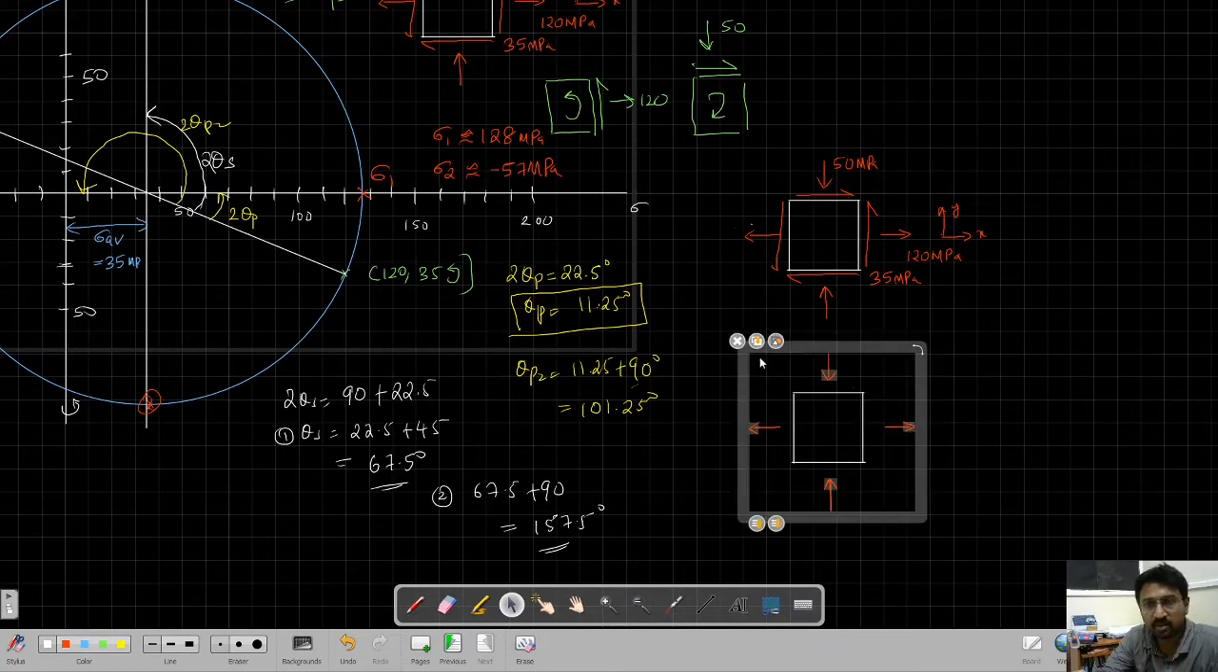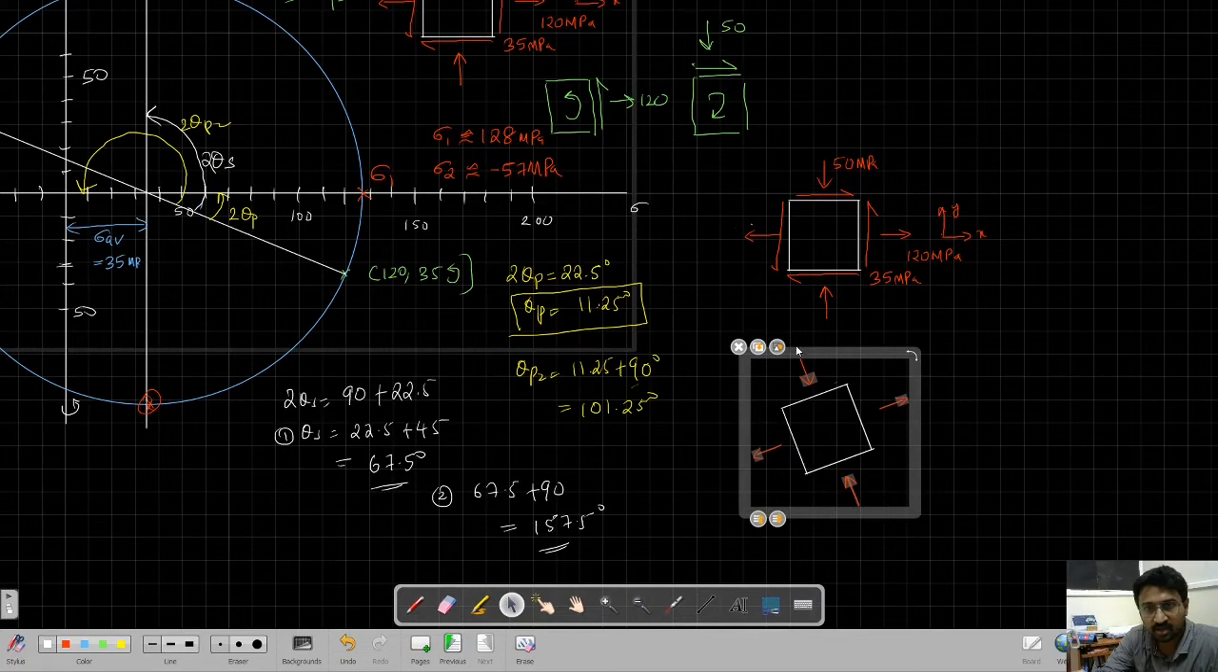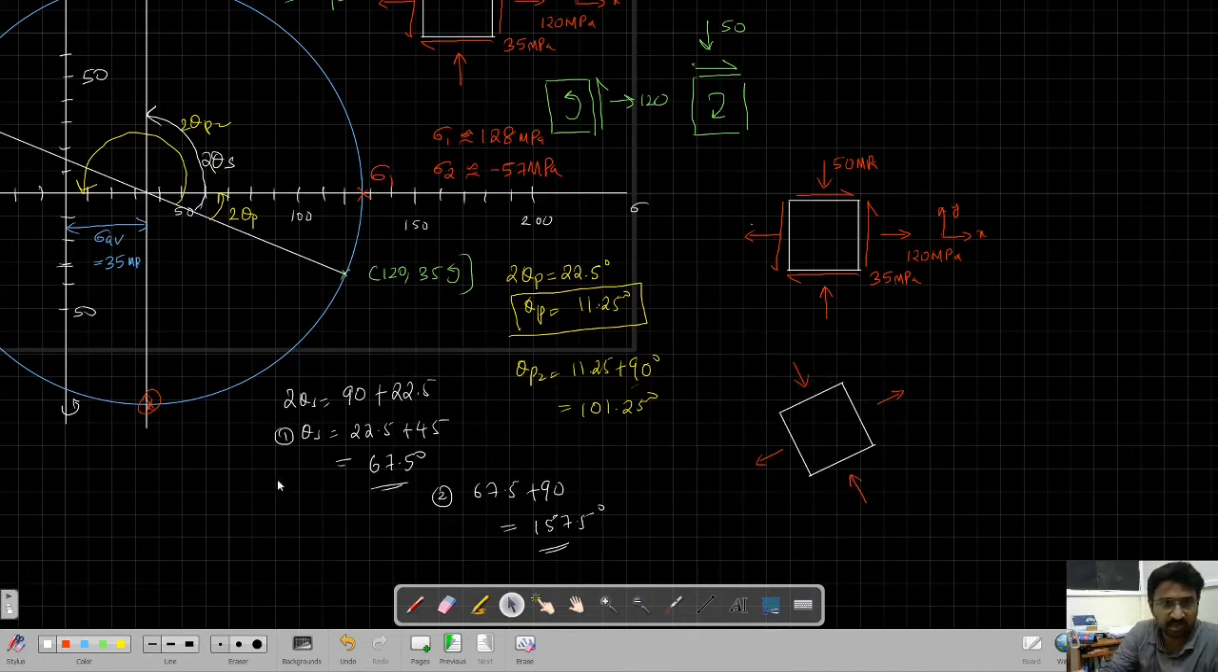What I'll do is I will rotate this. Okay, by what angle? I will rotate by 11.25 degree. So this angle is 11.25 degree. At this angle, what I will get is only two stresses. The values of those stresses are written here, sigma 1 and sigma 2.